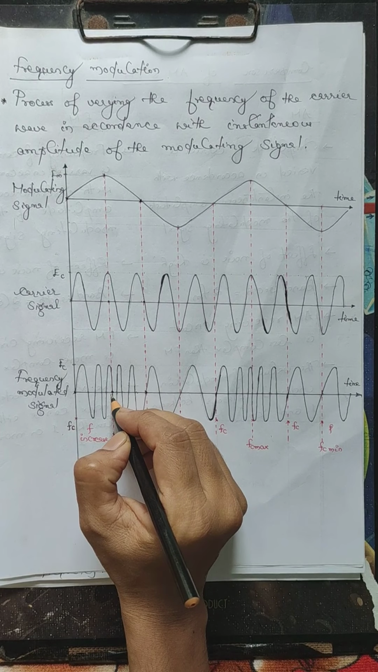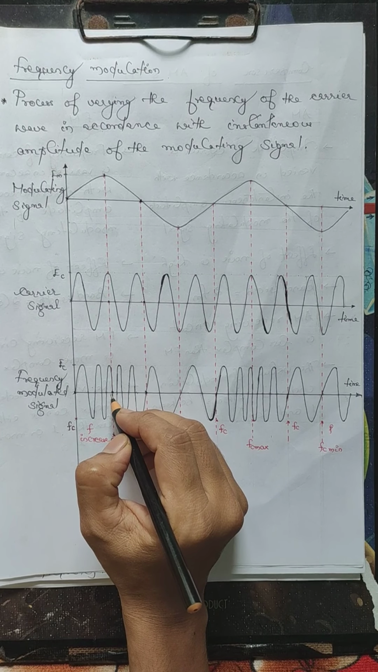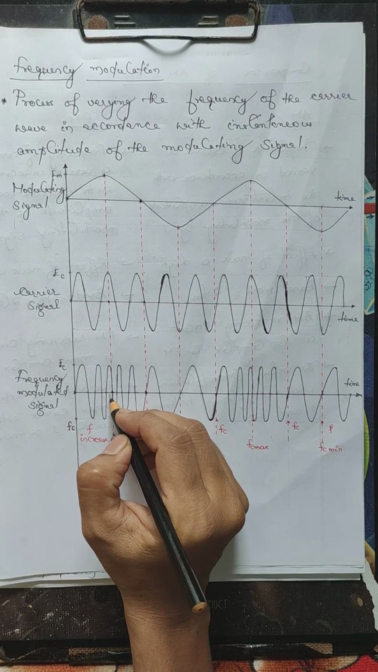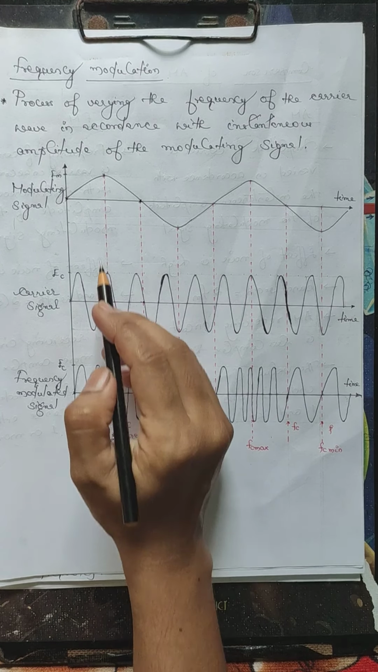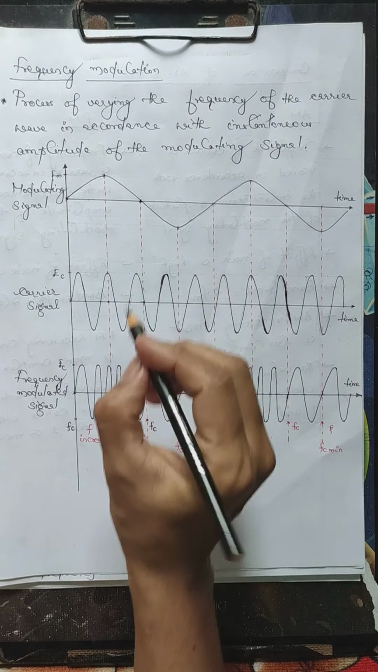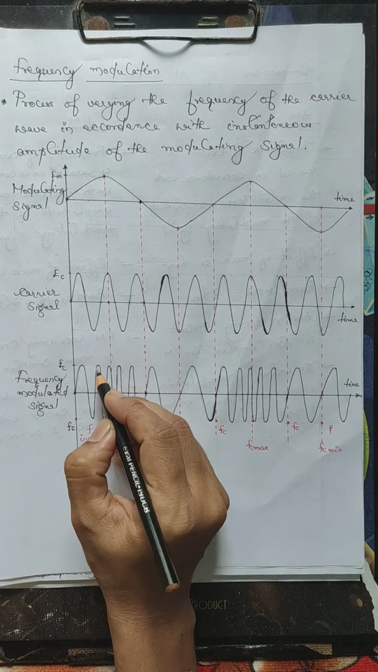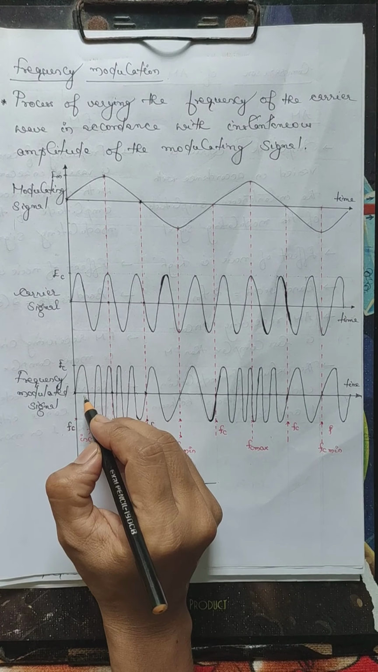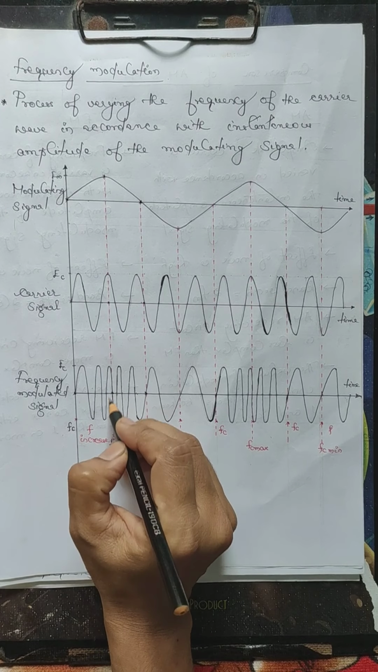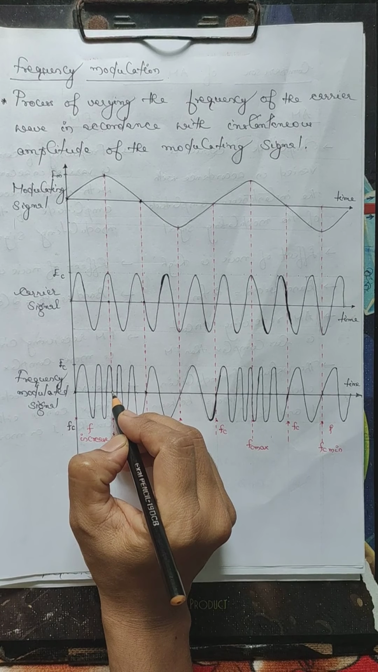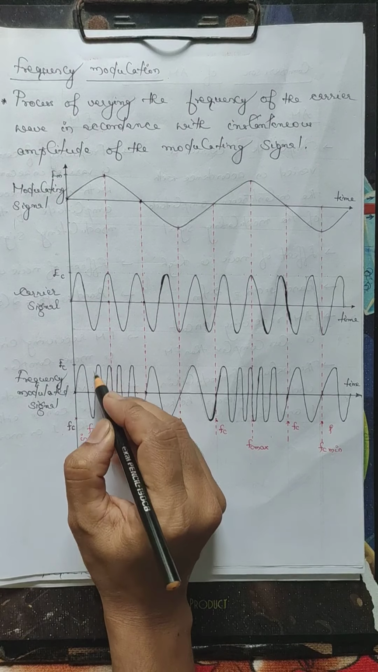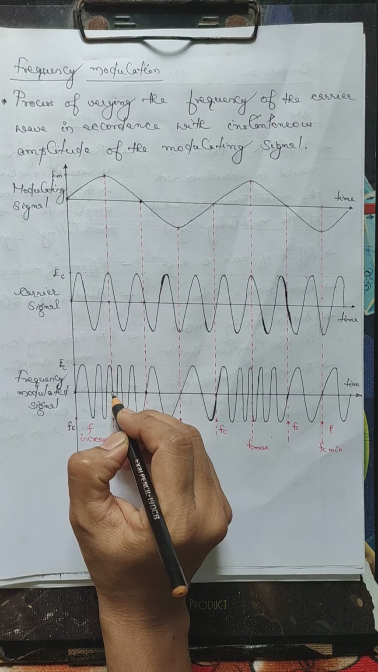So how will you increase the frequency? What is the frequency? Frequency is the number of cycles per second. So to increase the frequency means to increase the number of cycles. That is, draw a larger number of cycles in a reduced width. Understood? In the reduced width, draw more cycles in that same gap.